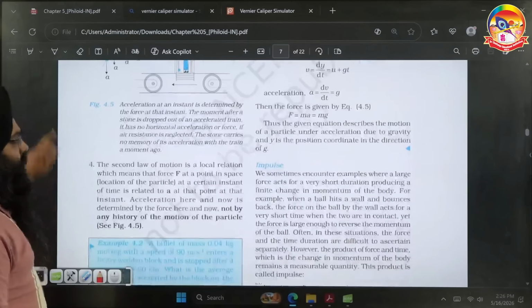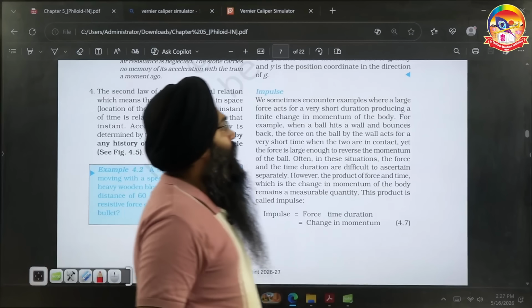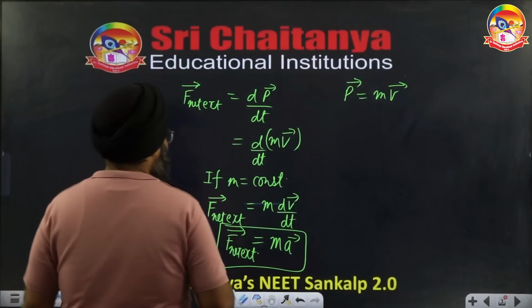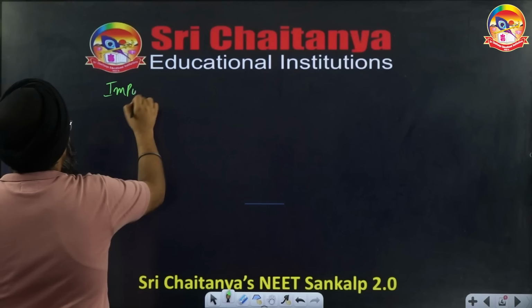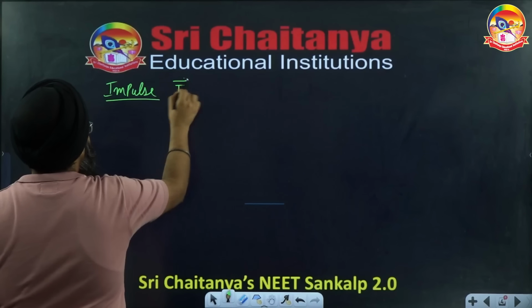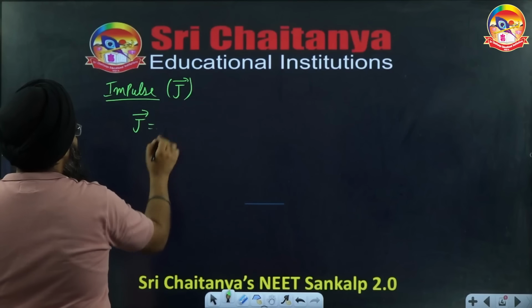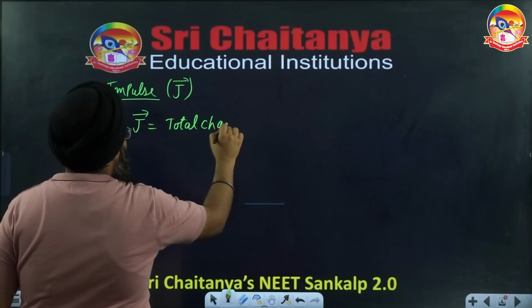Let's go forward. Next, one more topic is there which is called impulse. Basically what is impulse? Let me tell you. Impulse is sometimes denoted by J vector. So impulse is nothing but the total change in momentum of a body because of the application of force.